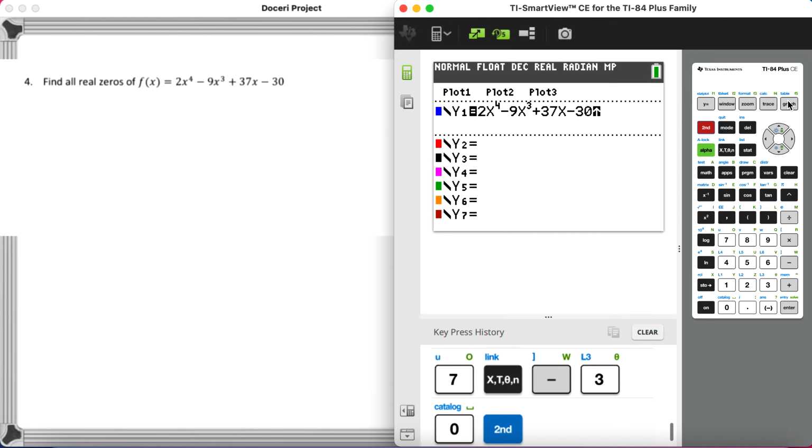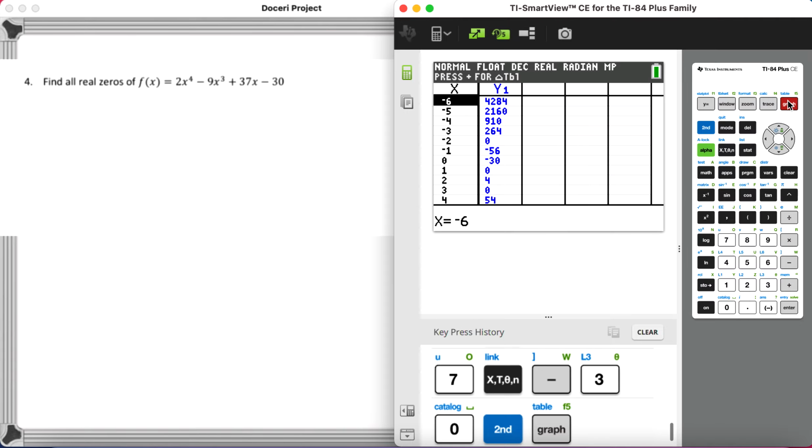So again, we go second graph, get our table. A lot of different things to pull from here. So -2, 0 is the first 0 that I see. Again, there's some other options on the screen, but I'm just going to go ahead and pull that one first.